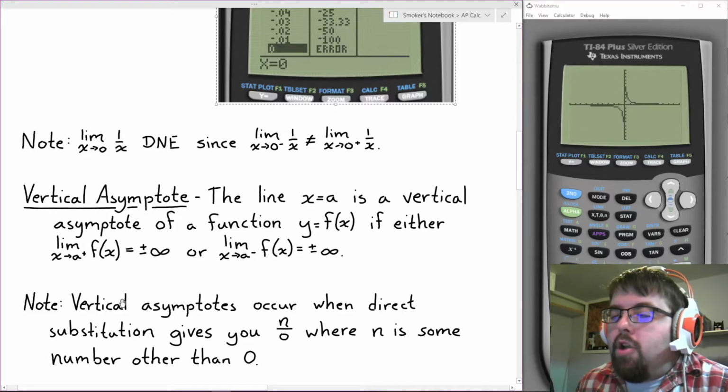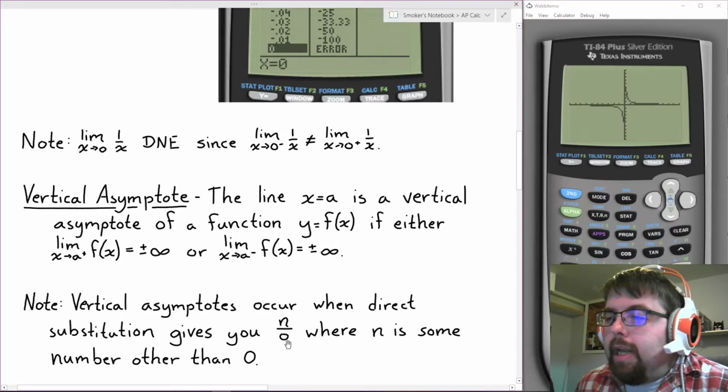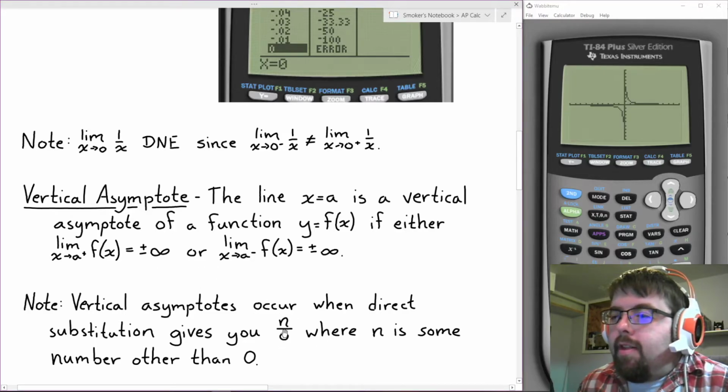Vertical asymptotes. A note to make is that when you try direct substitution in a polynomial or a rational function, if you ever get a number over 0 when you plug in, not 0 over 0, but something other than 0 over 0, that is a value where a vertical asymptote occurs. 0 over 0 is removable, that's a hole. A number like 7 over 0 or 100 over 0 means a vertical asymptote. This is something that is true for polynomials.